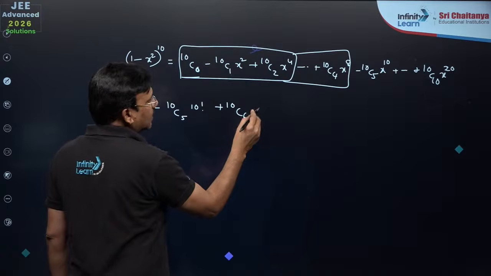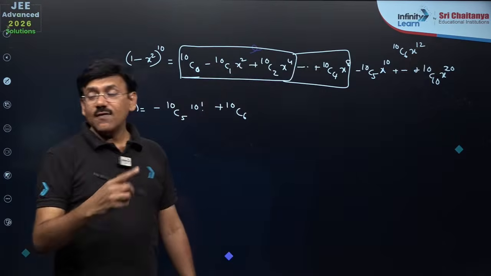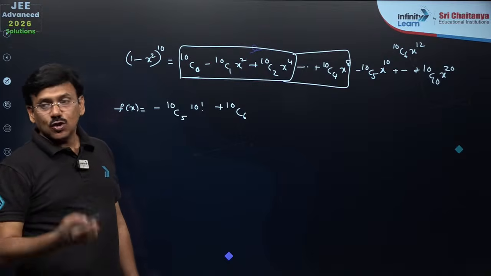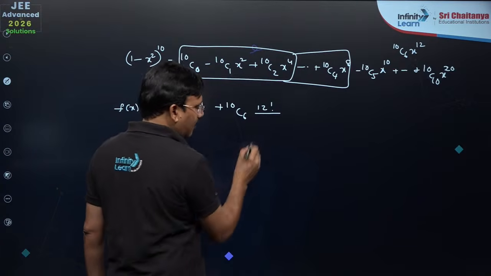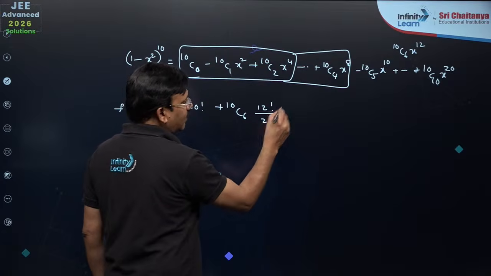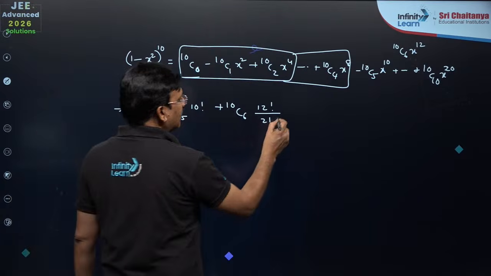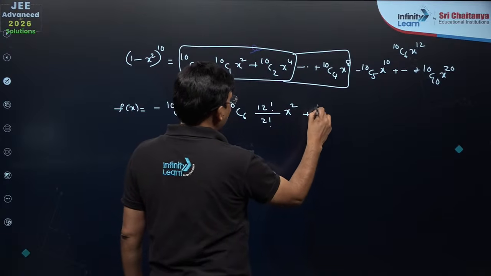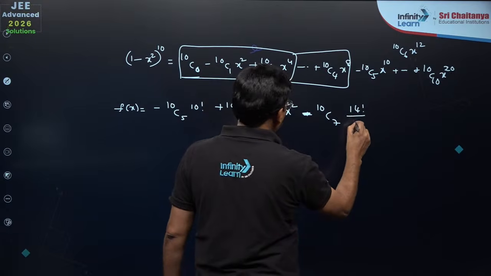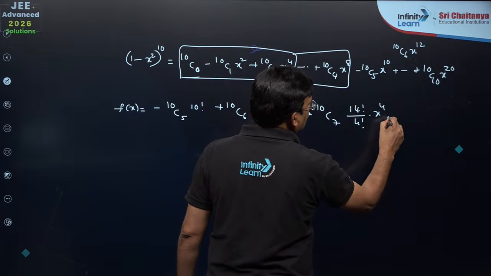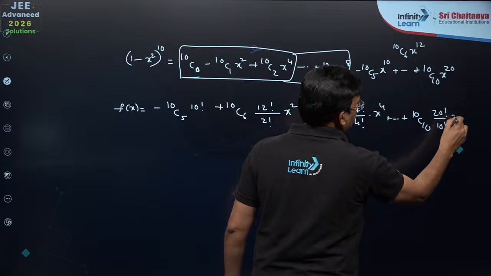Plus 10C6, can you guess what this could be? This is going to be 10C6 x¹². If you take the derivative of x¹² 10 times, you will get 12 into 11 into 10 and so on up to 3. That is 12 factorial by 2 factorial, and here x² will still be left. The next one, 10C7 with minus, is going to be 14 factorial by 4 factorial into x⁴, and so on. Finally 10C10 is going to be 20 factorial by 10 factorial into x¹⁰. This is going to be f of x.